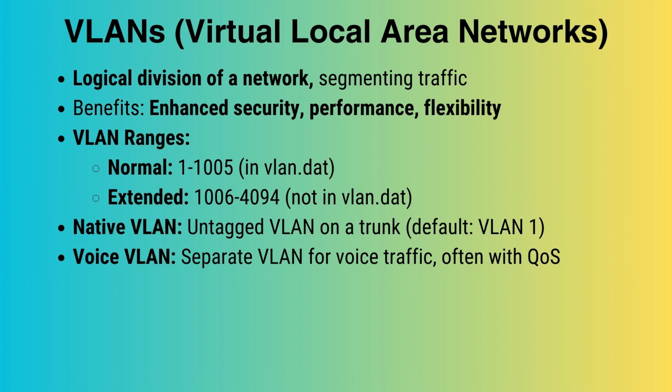VLANs are categorized into different ranges. Normal VLANs range from 1 to 1005, while extended VLANs range from 1006 to 4094. The native VLAN is the untagged VLAN on a trunk link, with VLAN 1 as the default. However, it's a best practice to change the native VLAN to another ID to enhance security.